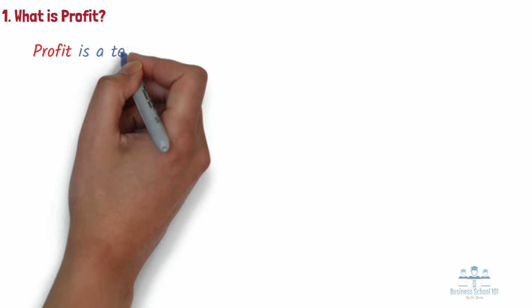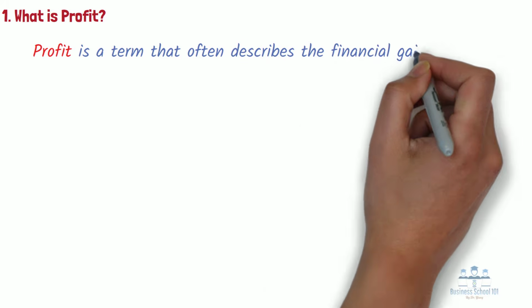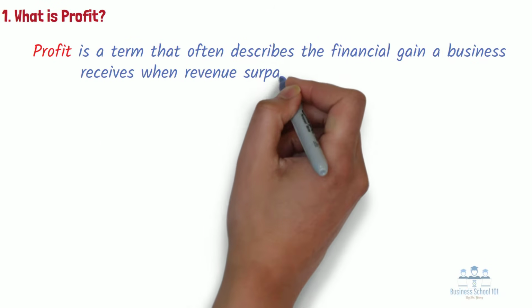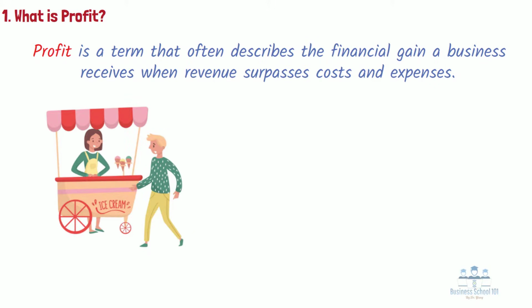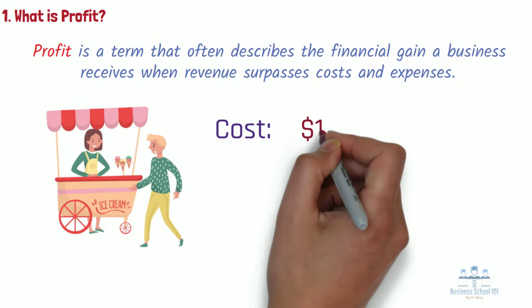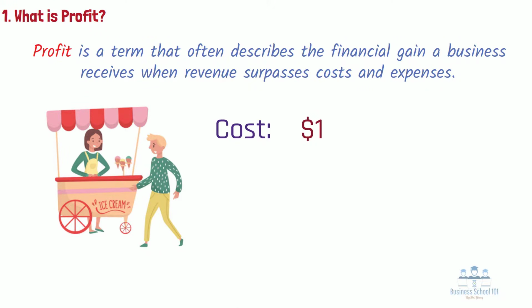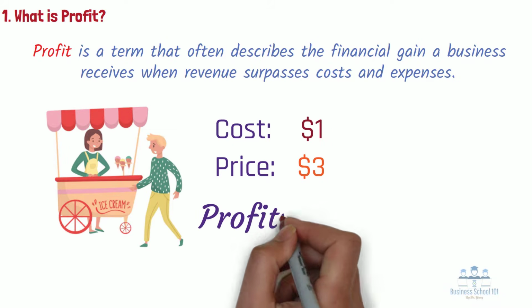Section 1. What is profit? Profit is a term that often describes the financial gain a business receives when revenue surpasses costs and expenses. For example, a girl at an ice cream stand spends $1 to create one ice cream cone. She then sells it for $3. Therefore, her profit on that ice cream cone amounts to $2.